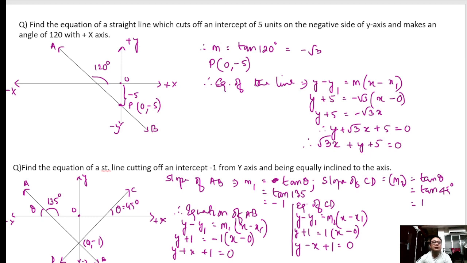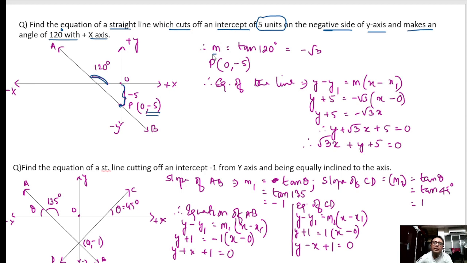Find the equation of a straight line which cuts an intercept of 5 units on the negative y-axis and makes an angle 120 degree with the x-axis. So see, the line is making a negative intercept. On the negative side it is coming 5. That means this is -5. That means this point P should be (0, -5), and it is making 120 degree with the positive x-axis.